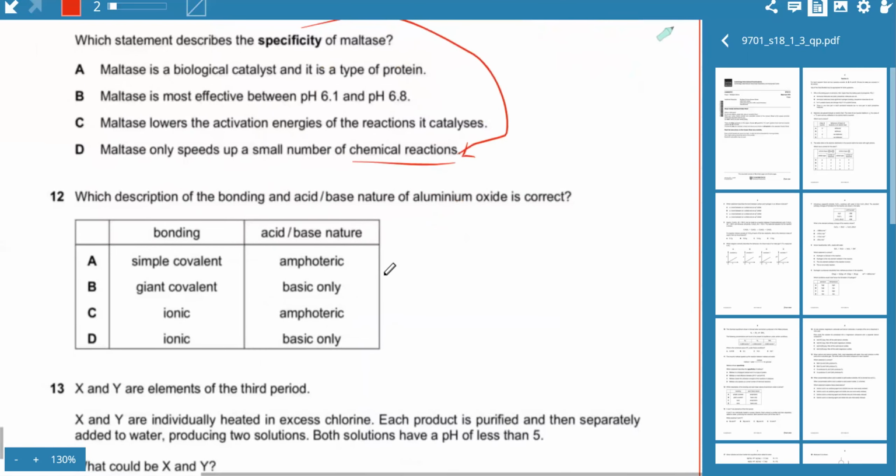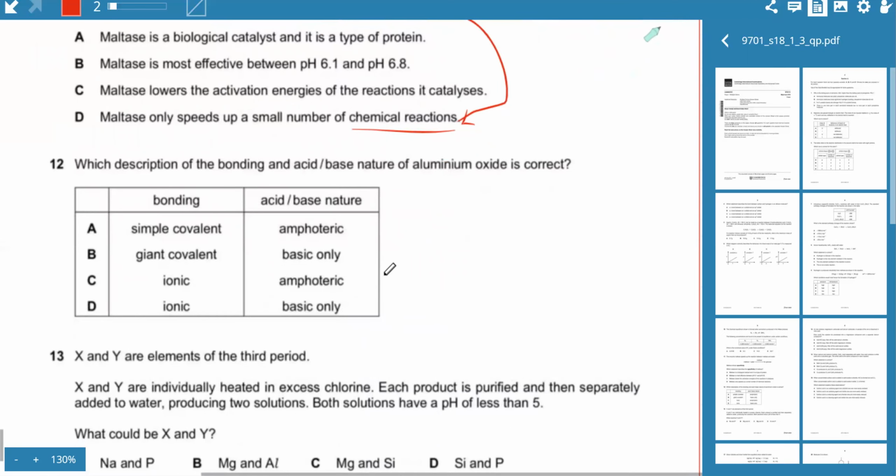Is this clear? Yes. Now, next one is which description of the bonding and acid-base nature of aluminum oxide is correct? It is amphoteric. That is the acid-base nature. That's what we did in inorganic chemistry, that it's amphoteric. And the bonding in aluminum oxide is ionic. So it's going to be C and amphoteric. Do you remember we did the nature of period 3 oxides? Sodium oxide, magnesium oxide were basic, aluminum oxide was amphoteric. Silicon oxide was weakly acidic, and then you had acidic oxides, phosphorus oxides, and sulfur oxides.